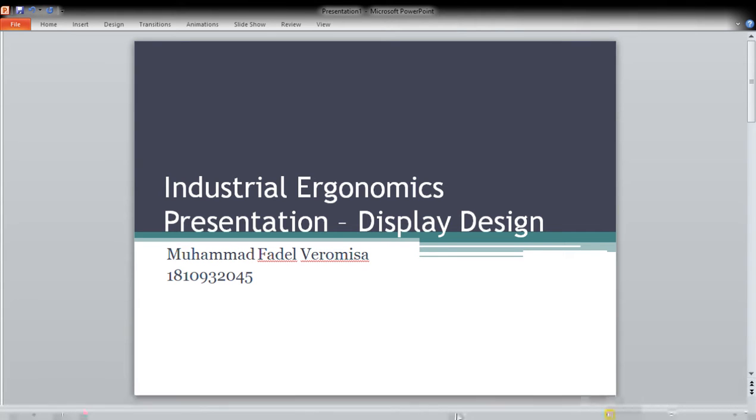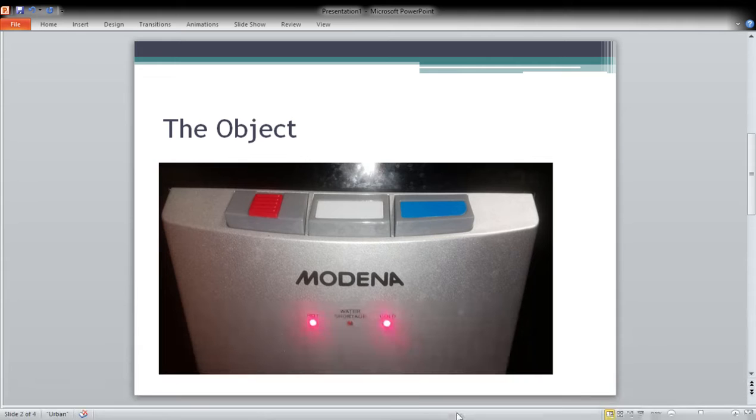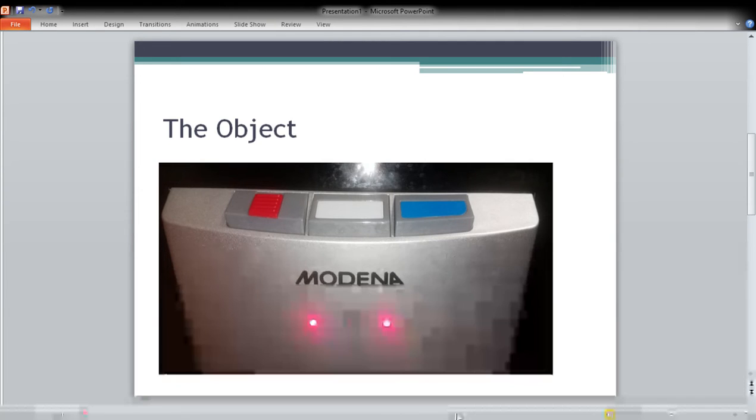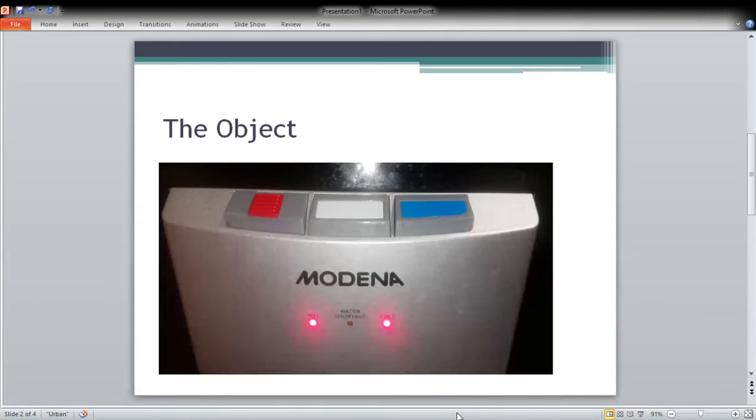So the object that I have chosen for my display design presentation is this. This object is a water dispenser that has cold and hot water surface. This dispenser has three lamps, one for hot water, one for water shortage, and one for cold water. And it has three water functions, one for cold water, one for normal water, and one for hot water.